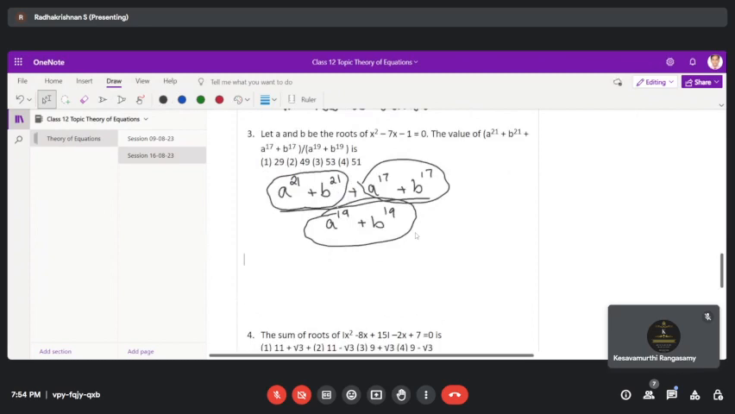So we club this a power 21 and a power 17.